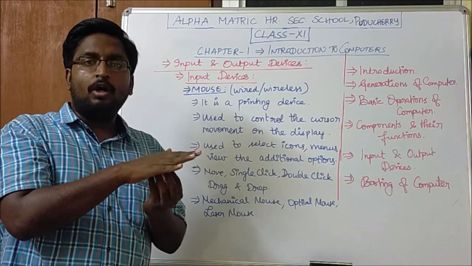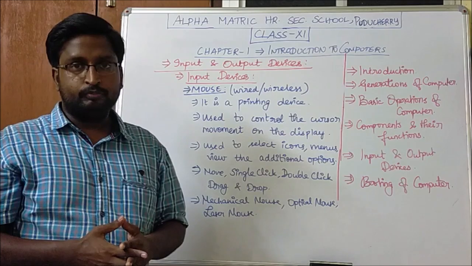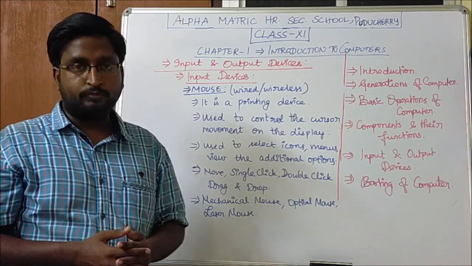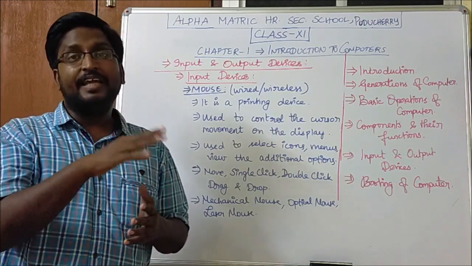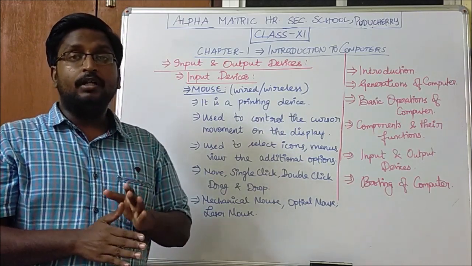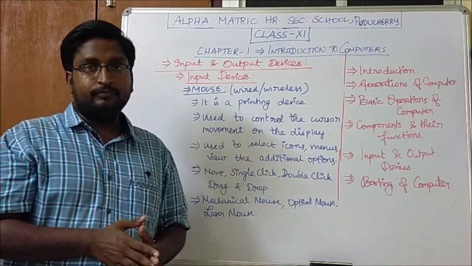So the movement of the ball is converted into a signal and makes the cursor move. This is all about the mechanical mouse. In the optical mouse, they have replaced the ball with light for better usage.